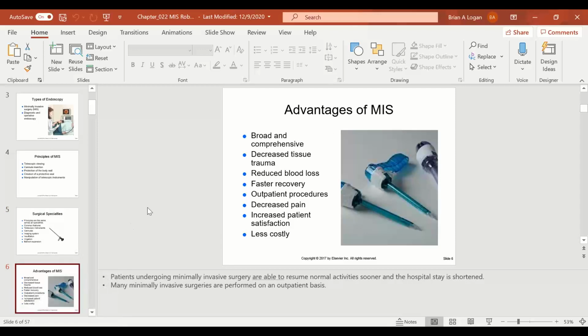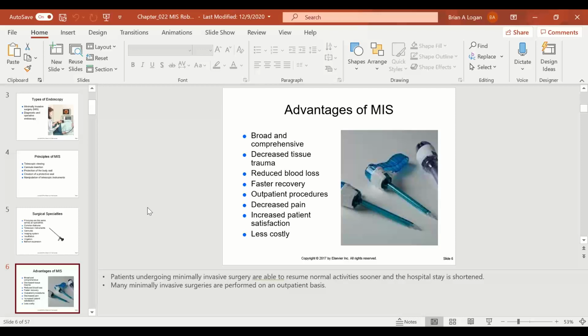Some advantages of minimally invasive surgery. You can do a lot of different things this way. You're lessening the tissue damage or trauma that you're creating. You're making an incision about an inch long versus an incision that's like 7 or 8 inches long to do an exploratory laparotomy, open somebody completely up.